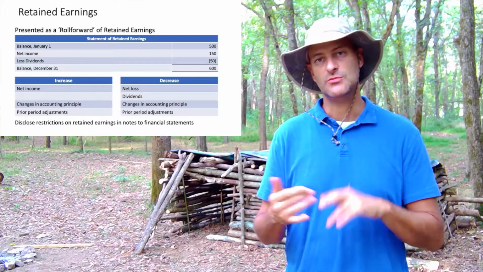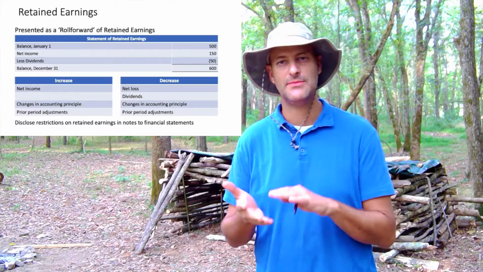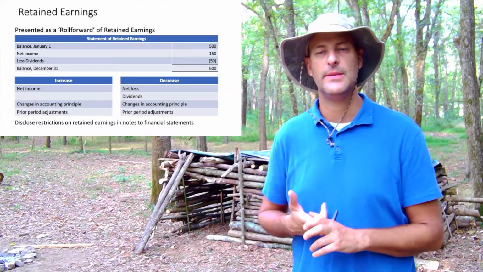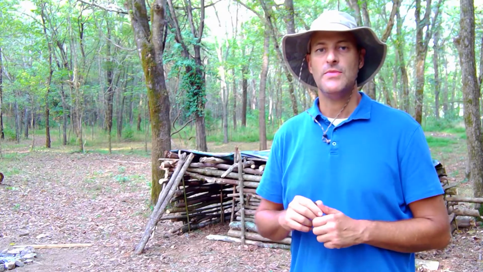Now, decreases, we have a net loss, that would decrease retained earnings. Dividends decrease retained earnings. And the same thing, changes in accounting principles or prior period adjustments would also decrease retained earnings if they led to a decrease in retained earnings or decrease in prior period income. So that is how retained earnings get presented.